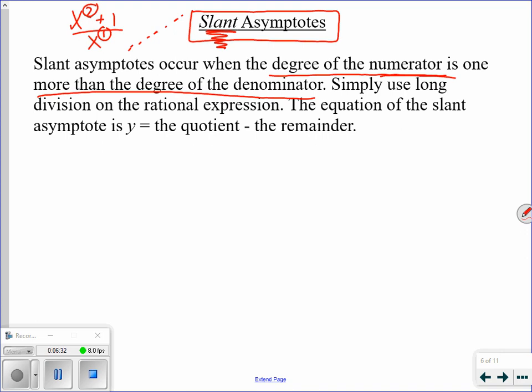So we're going to bring back some old school math here. We're going to simplify using long division on the rational expression. The equation of the slant asymptote is y equals the quotient minus the remainder. Okay? So we're going to do examples of all this. We'll see it all in action. Let's do 2.